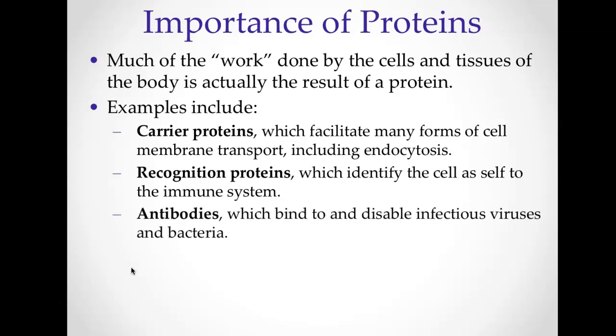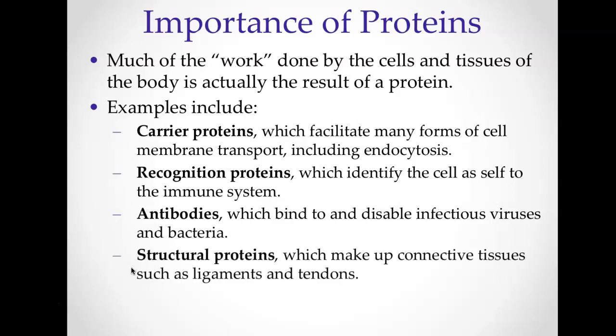Antibodies. Antibodies are proteins made by certain white blood cells that are able to disable viruses and bacteria. What an antibody will do to a virus is surround it, making it not able to dock onto a receptor or attach to a receptor on the host cells, and then the virus can never gain entry into that cell. Structural proteins are going to make up connective tissues such as ligaments and tendons. So proteins are involved in structure.